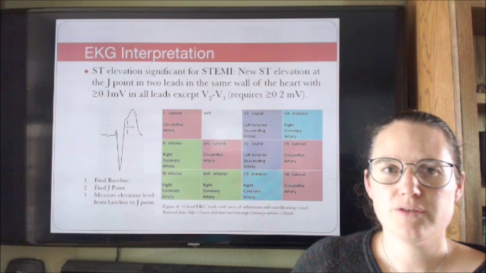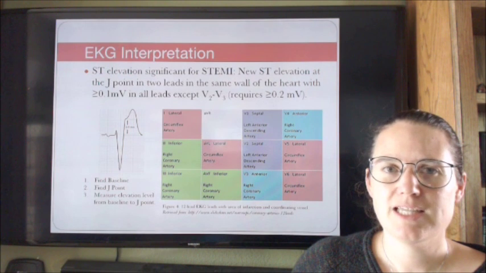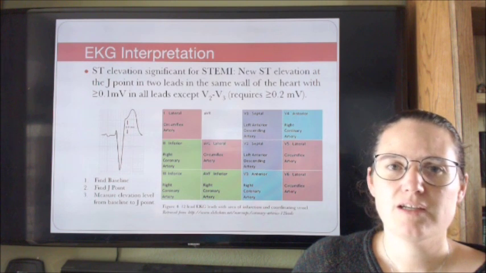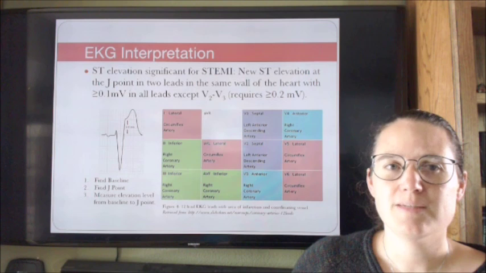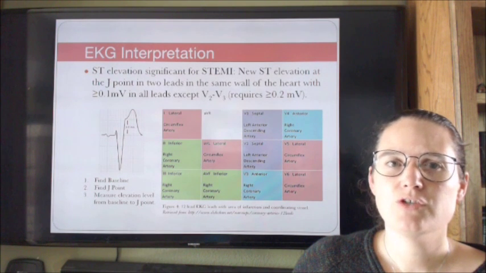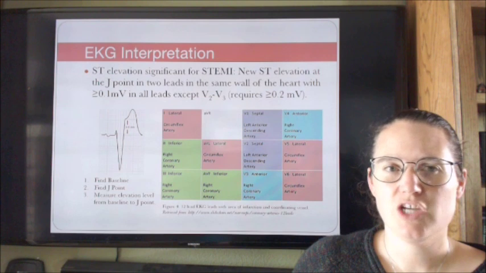Do remember also that it is important to identify which leads the ST elevation is in, because you require at least 2 leads in the same wall of the heart to have ST elevation to be considered a STEMI. Also, a note is that if the patient is having the symptoms of a STEMI and you do an EKG and the symptoms don't resolve, even though you don't see ST elevation, repeat the EKG every 15 minutes until either the symptoms resolve or you start to see changes on the EKG.